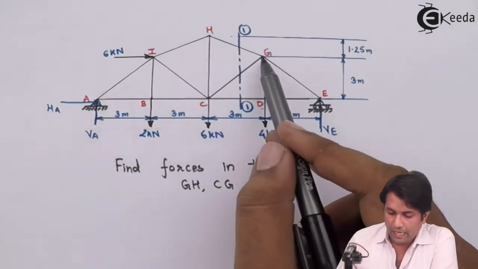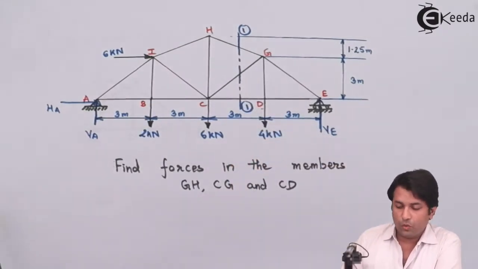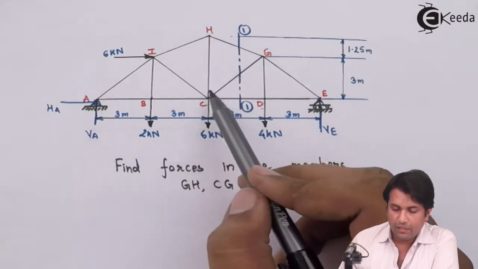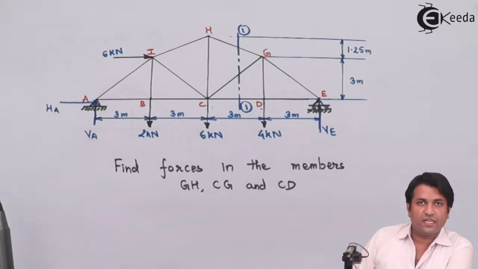Now, if I want to find the angle of CG with respect to the horizontal, I can use the tan ratio. I know this height is 3 meters. I know this width is 3 meters as well. So that would be 45 degrees.